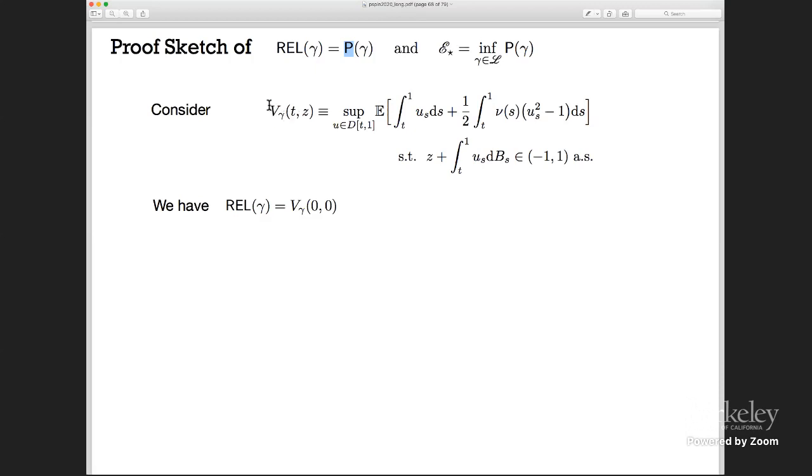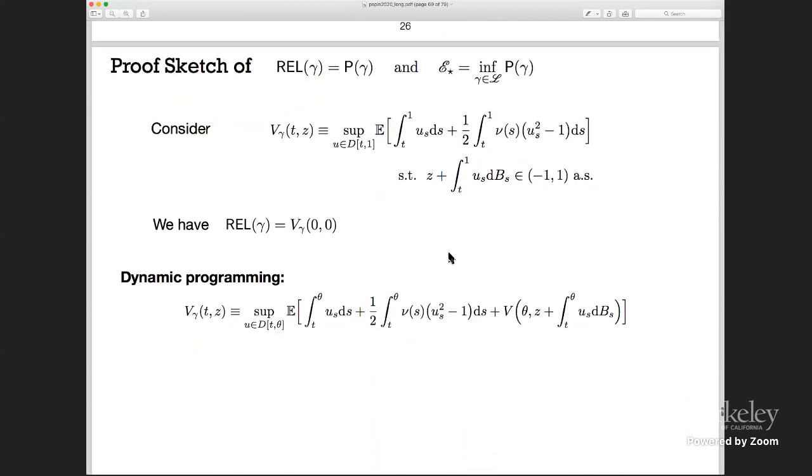So I will consider this function that I call V. And this function has been cooked up in a certain way. It depends on two parameters, time t and a position variable that I call z. This is almost the same thing as in the definition of this relaxation, except that I'm only starting the integral at time t instead of time zero. In all of these integrals, I'm starting at time t. And here in the constraint, I'm adding this number z. Okay, so this is another stochastic control problem that has these two variables, t and z. Obviously, if you put t to be zero and z to be zero, this is just the definition of the relaxation. And hopefully now, by looking at this function and its behavior for all t and z, we can understand its value at (0, 0).